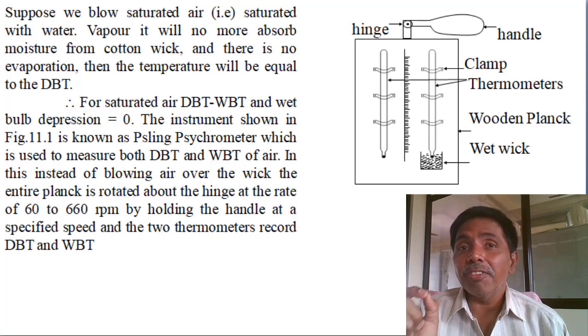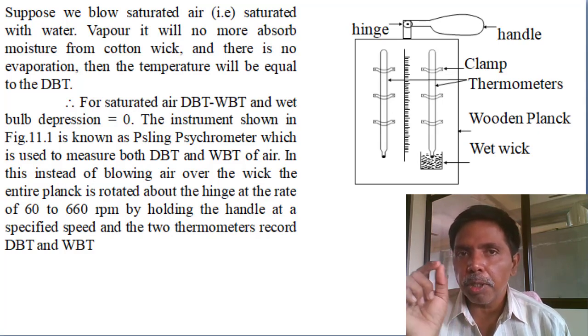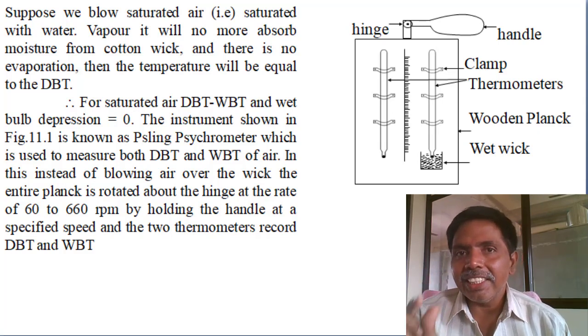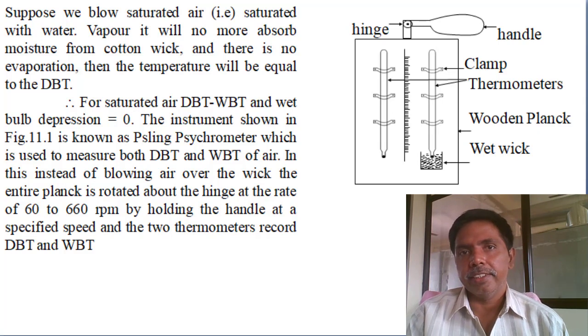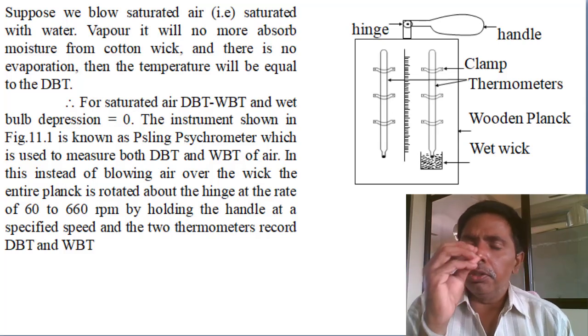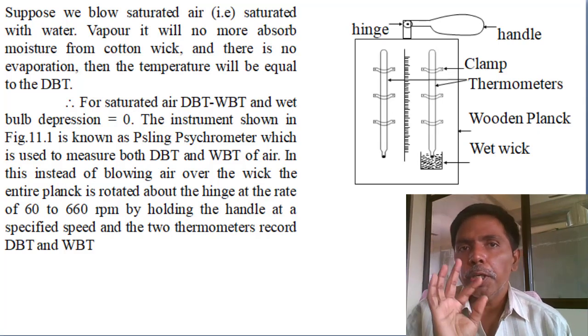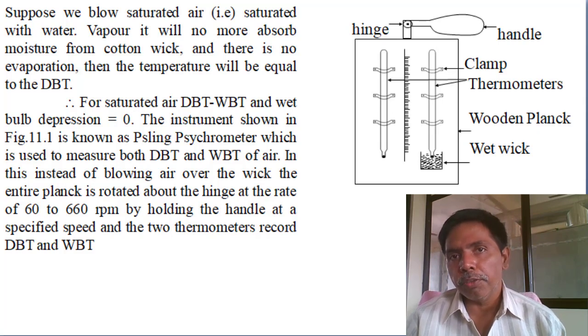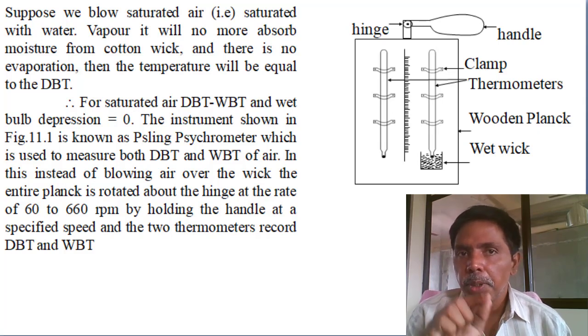For designing of cooling towers, we just measure the difference between dry bulb and wet bulb. Based on that difference only, the size of the cooling tower is decided. Okay. So based on the wet bulb depression, dry bulb temperature minus wet bulb temperature. For saturated air, dry bulb temperature equals wet bulb temperature. There we can't design the cooling tower. There is no use of a cooling tower if wet bulb depression is 0.